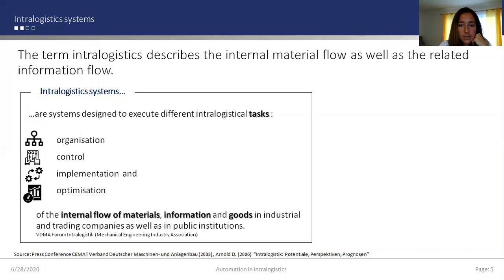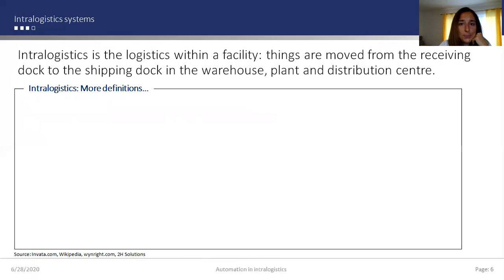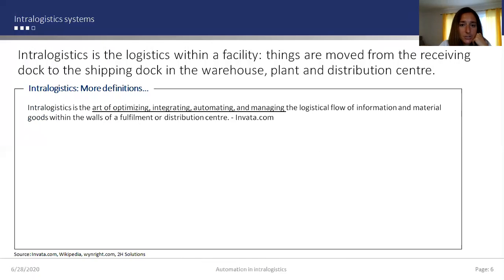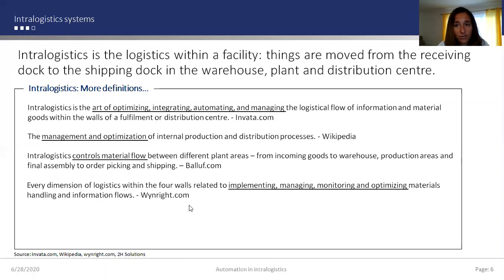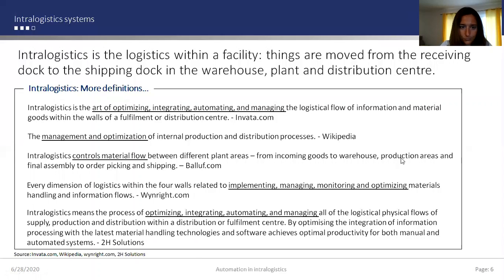So it always belongs to internal processes, whether in industrial, trading companies or public institutions. This is the very first definition of intralogistics, but you will find a lot more now on the internet. As you can see, they all sum up that you are optimizing, integrating, and managing the internal material and information flow. So it's quite similar. Here are some definitions.